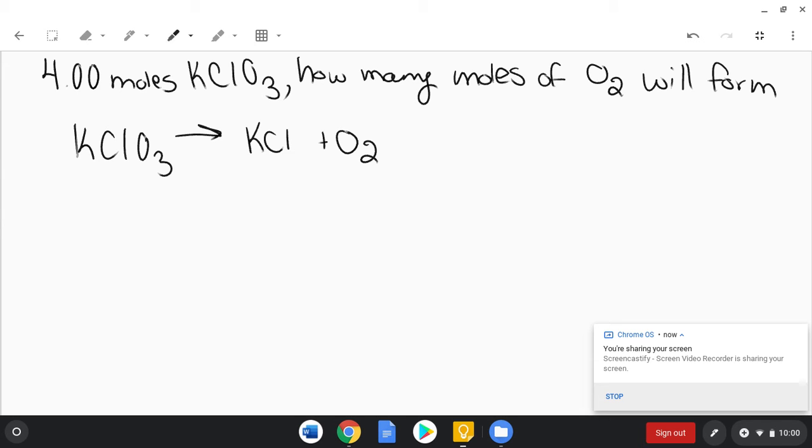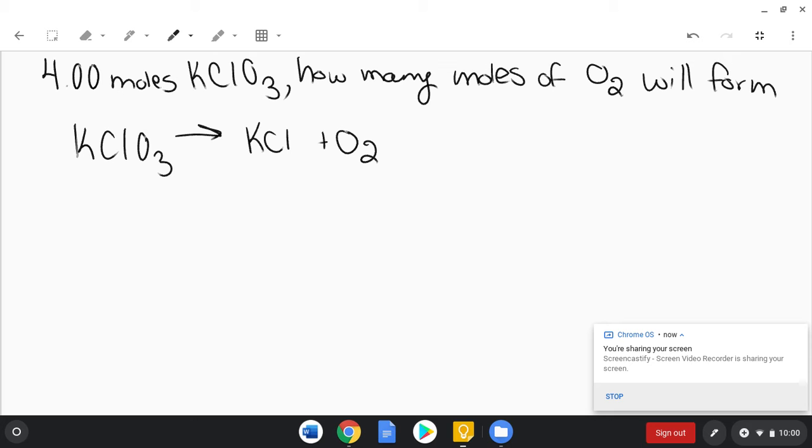Our first problem is 4 moles of KClO3 are going to break down, and we want to know how many moles of O2 will form in this chemical reaction. So first step when we're ever trying to solve or figure out amounts of something is we want to write a balanced equation first. So we have this equation written, KClO3 yields KCl and O2. Right now it's not balanced.